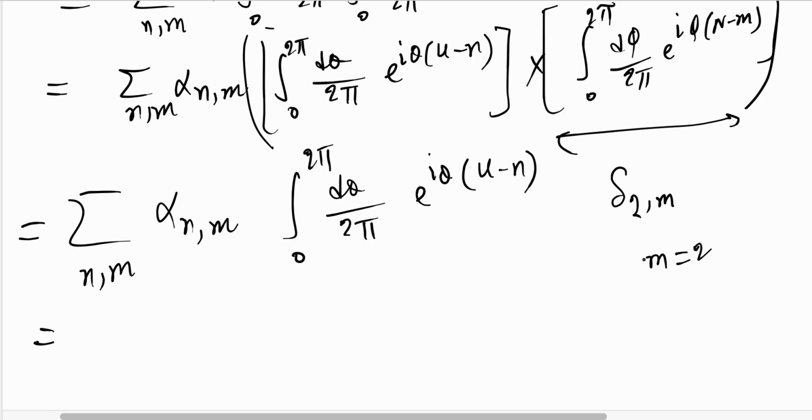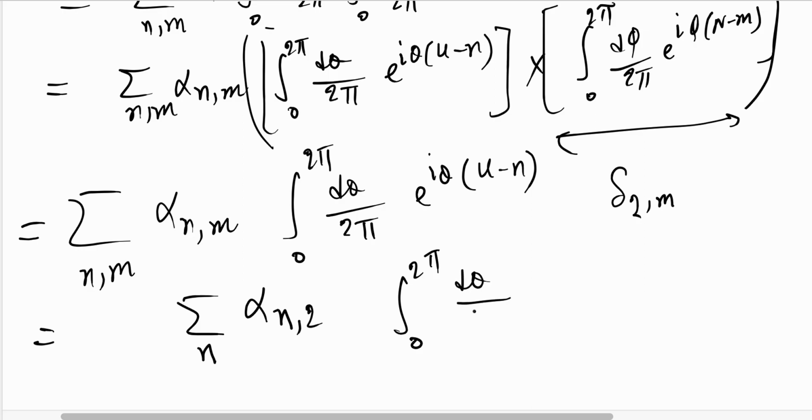Now you can see that the only terms that will survive are those whose m is equal to 2, that means α_n,2, integral from 0 to 2π dθ/2π e^(iθ(u-m)).